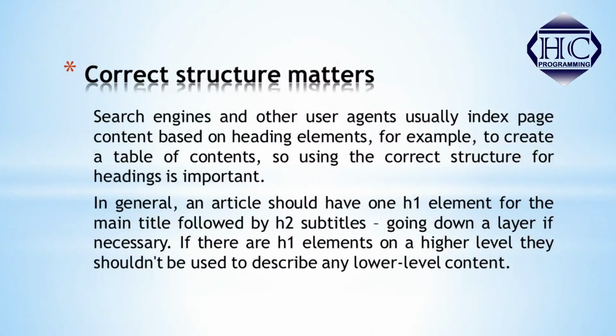Correct structure matters. Search engines and other user agents usually index page content based on heading elements, for example, to create a table of contents, so using the correct structure for headings is important. In general, an article should have one H1 element for the main title followed by H2 subtitles, going down a layer if necessary. If there are H1 elements on a higher level, they shouldn't be used to describe any lower level content.